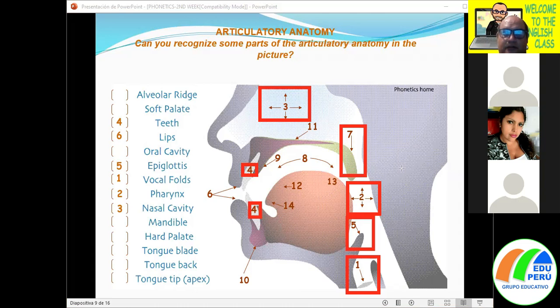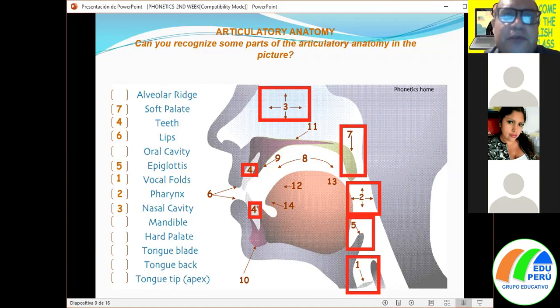I think it's subpalate or... Yes, you're right. The soft palate. Excellent. The soft palate is the back part of your mouth. When you open your mouth wide, you can see at the back a muscle that is similar to a bell, called the uvula. This is part of the soft palate.